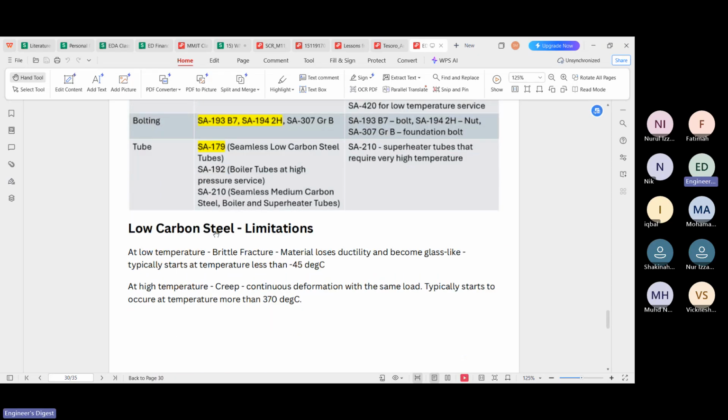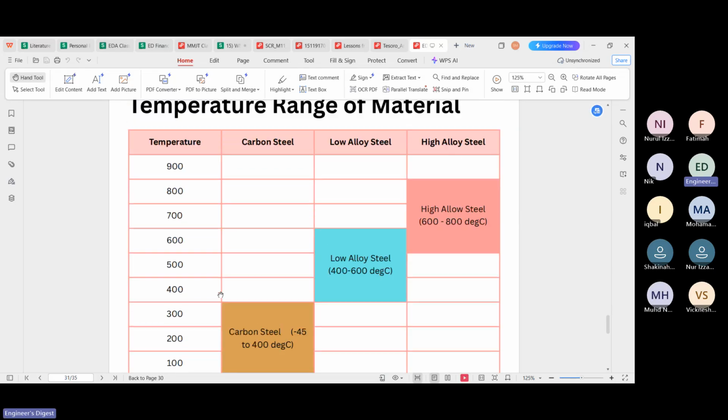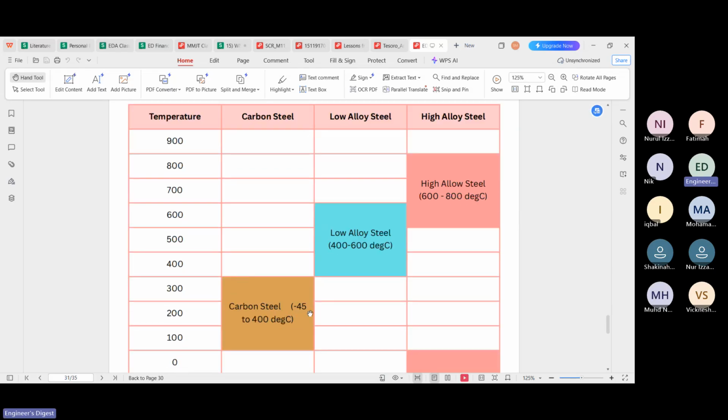Okay, carbon steel, understand there are two limitations. One is at low temperature, one is at high temperature. Low temperature is brittle fracture, high temperature is creep. Okay, right, this is your range for carbon steel between minus 45 to 400. This is where we are right now.